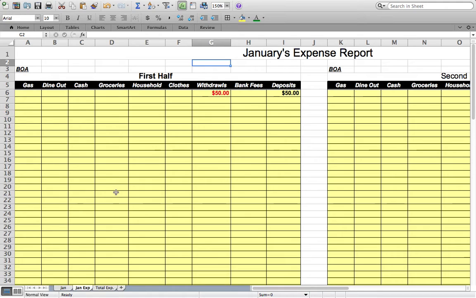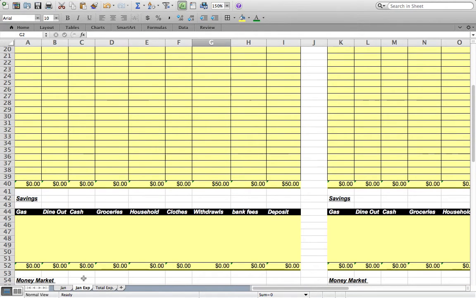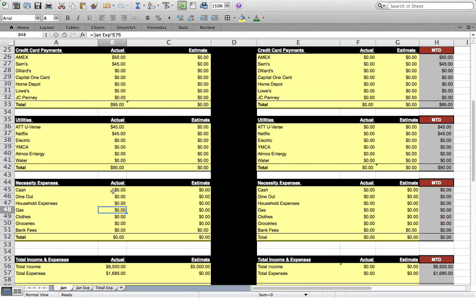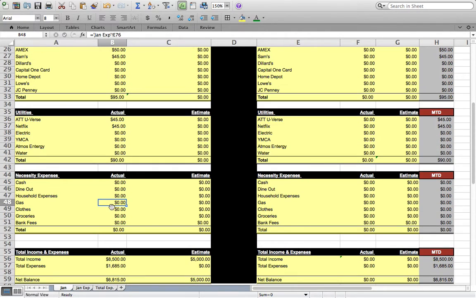You have your gas, you have your dine out, you have your cash, you have your groceries, household, clothes, withdrawals, bank fees, deposits. Now these totals here, so when you enter an amount here, it actually goes back over here to your balance sheet. So you can see that it is brought back over here so that you can see that it's here.